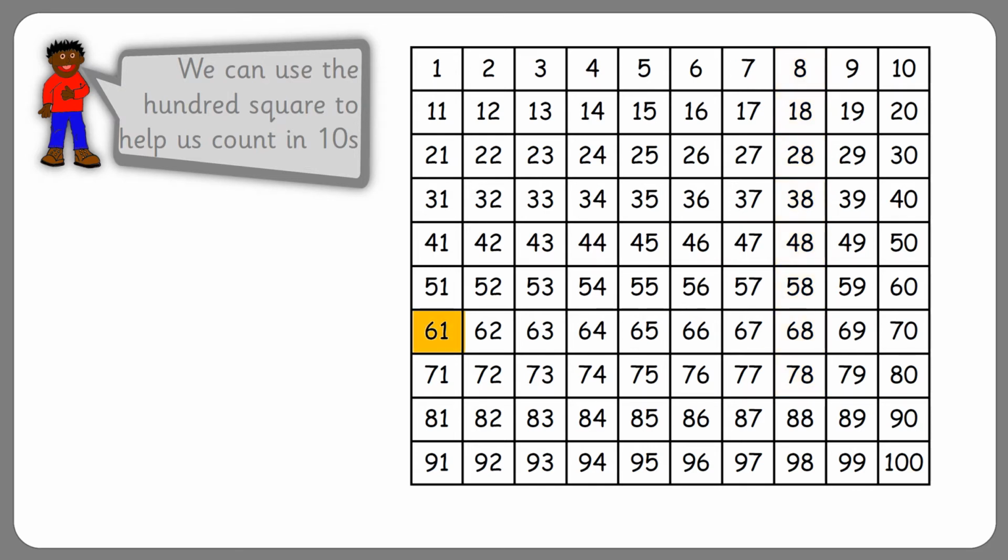So this time, we're going to count backwards in tens from 61. Why don't you try first before I do it? How did you get on? Okay, let's do it together. 61, 51, 41, 31, 21, 11, 1.